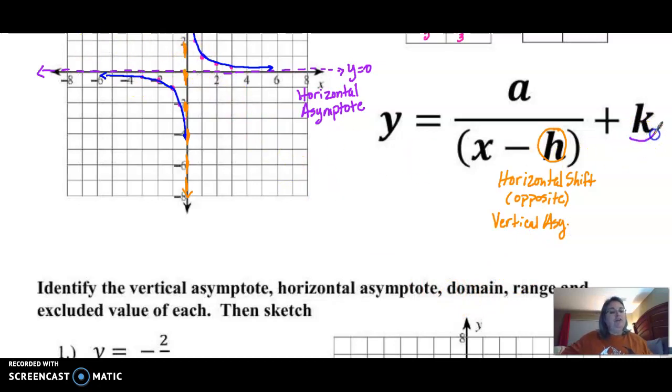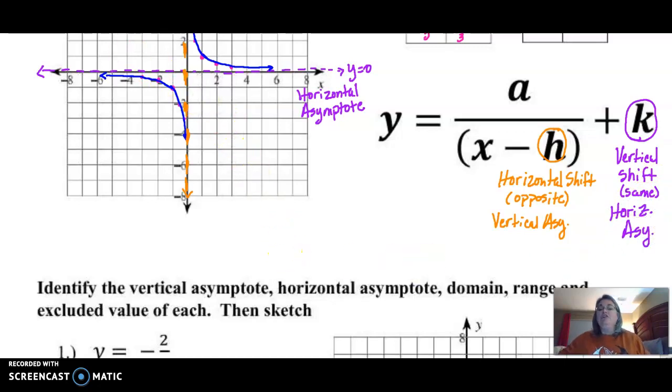Now, your k value, you should be used to what the k does. The k helps you move up and down. So that gives us our vertical shift. And remember, it's always the same. So when you see a plus, you know you're going up. When you see a minus, you know you're going down. Therefore, that is your horizontal asymptote.